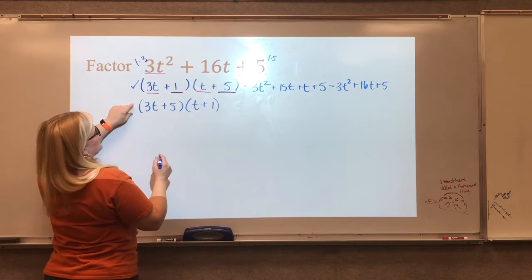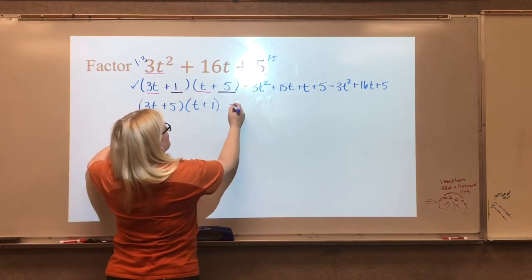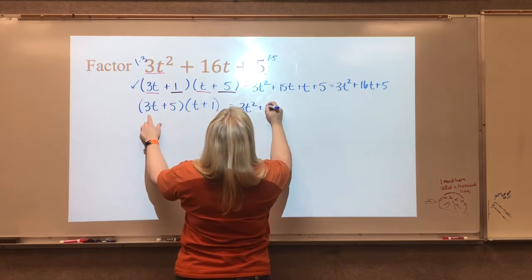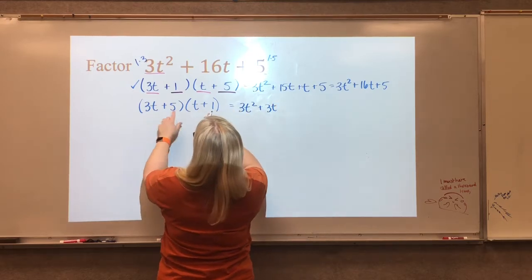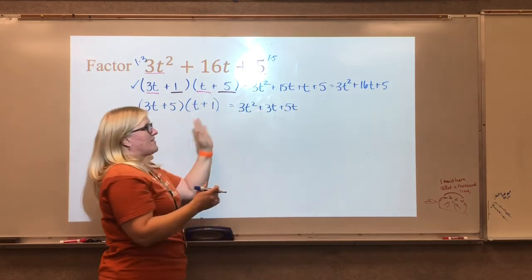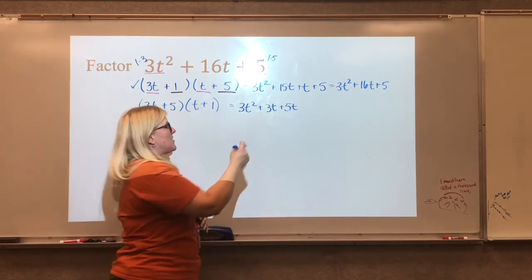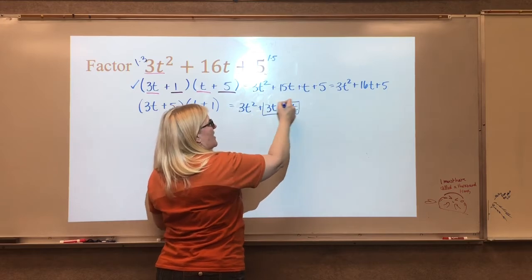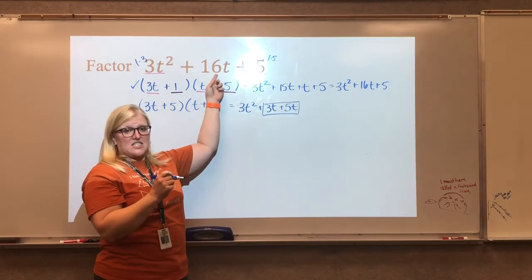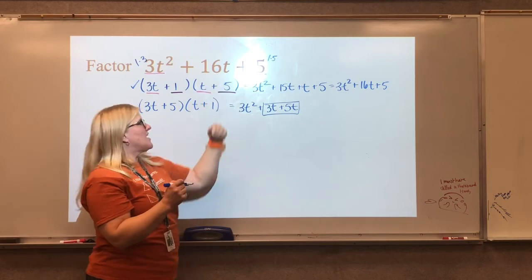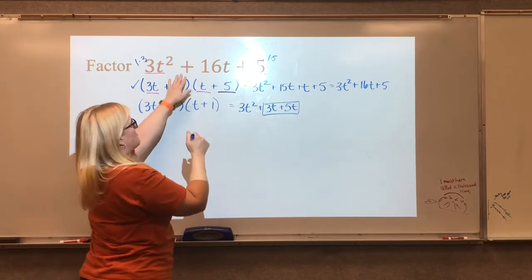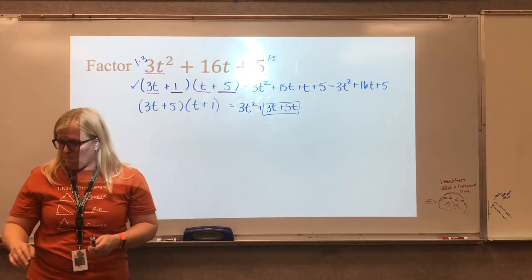But let's look and see what the other one looks like. Let's say I guess this one first, and I start FOILing and I go 3t squared, plus 3t plus 5t, and I can stop. I don't have to do the whole thing, because I can see that I'm going to have 8t in the middle and I need 16t. So this is the answer to this problem. That's what this is factored.